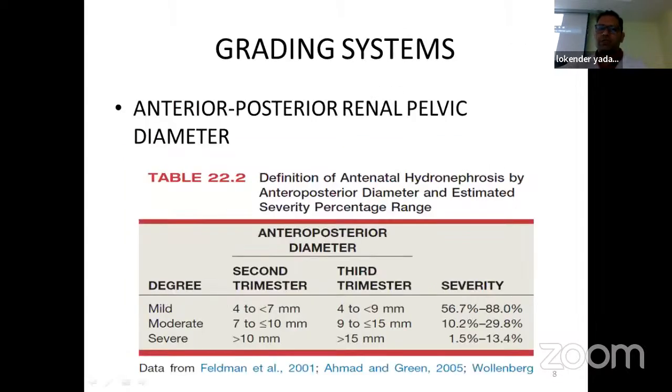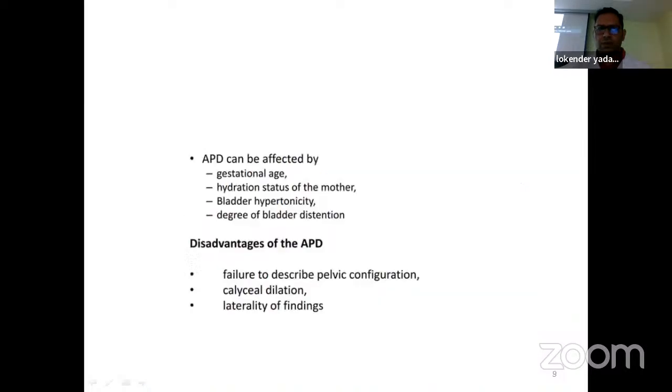In the grading system, the anteroposterior renal pelvic diameter can be used for grading the hydronephrosis into mild, moderate, and severe. In the second trimester, it is mild when the diameter is 4 to less than 7 mm, moderate when it is 7 to less than 10 mm, and severe when it is more than 10 mm. In the third trimester, it is mild when the diameter is 4 to less than 9 mm, moderate when it is 9 to less than 15 mm, and severe when it is more than 15 mm.